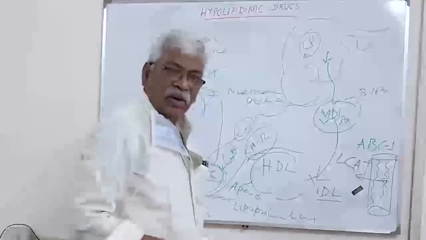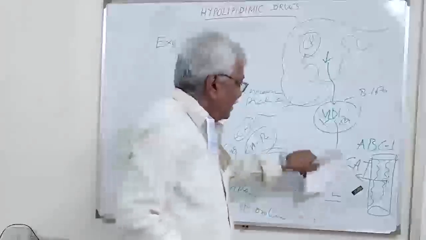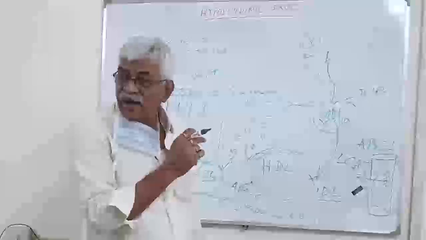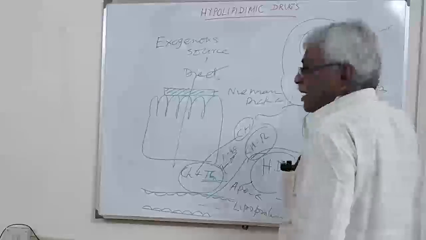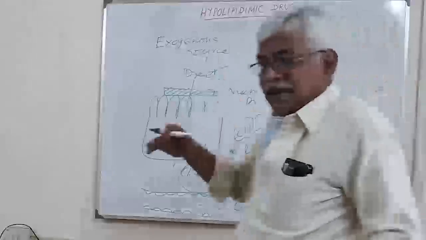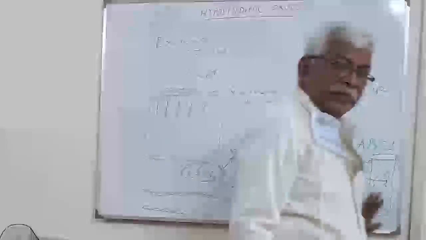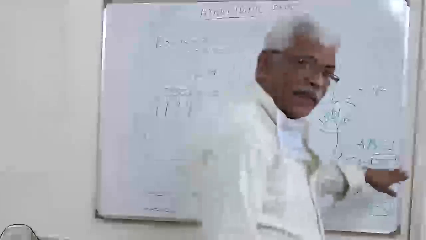So this is now esterified with the help of an enzyme, lecithin cholesterol acetyl transferase. This is again converted to IDL and ultimately goes inside the circulation. Therefore, VLDL is good because it takes away the bad cholesterol, or the cholesterol being deposited inside the endothelial cells, from the periphery to the circulation.